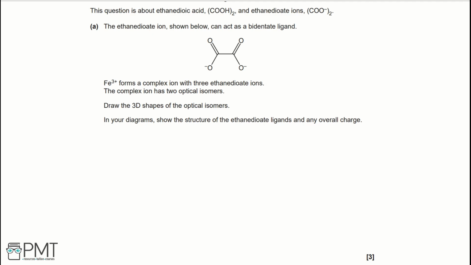The key part of this question is that we're using Fe3+, and that will help when working out our overall charge. Then we need to also factor in the charge of the bidentate ligand, which is 2 minus. And we are forming 2 optical isomers. So optical isomers, when we draw them in 3D, will be mirror images of each other. So next we need to draw the 3D shapes, so that means using wedges.